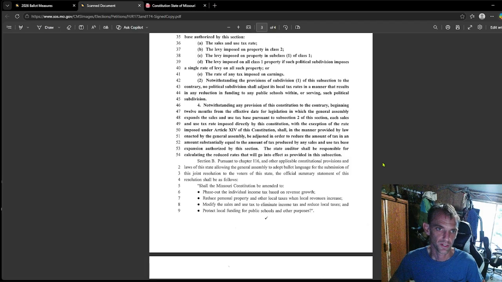Subsection 4. Notwithstanding any provision of this Constitution to the contrary, beginning 12 months from the effective date for legislation in which the General Assembly expands the sales and use tax base pursuant to subsection 2 of this section, each sales and use tax rate imposed directly by the Constitution, with the exception of the rate imposed under Article 14 of this Constitution, shall, in the manner provided by law enacted by the General Assembly, be adjusted in order to reduce the amount of tax in an amount substantially equal to the amount of tax produced by any sales and use tax base expansion authorized by this section. The state auditor shall be responsible for calculating the reduced rates that will go into effect as provided by this subsection.